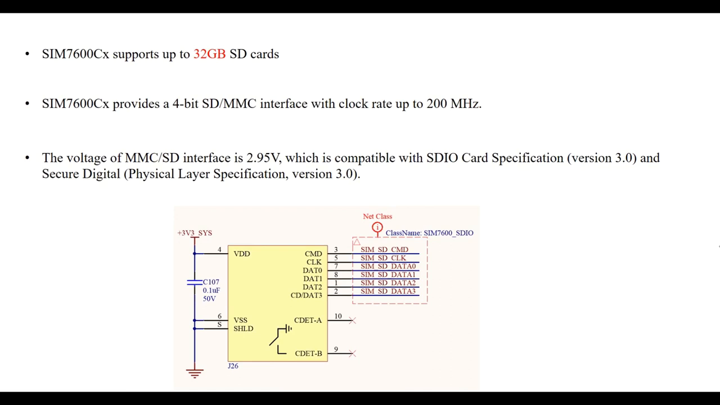SIM7600 supports SD cards up to 72 gigabytes and provides a 4-bit SD MMC interface, and the clock rate can be up to 200 megahertz. The voltage of the SD card has to be 2.95 volts, which is compatible with SDIO card version 3. This is the schematic which I'm using. Basically, I use 3.3 volts to power up the SD card, but my LTE module is still working without any issue.